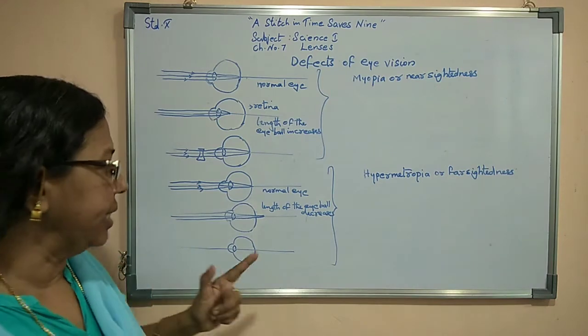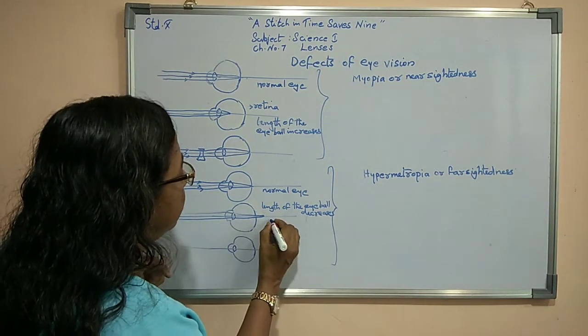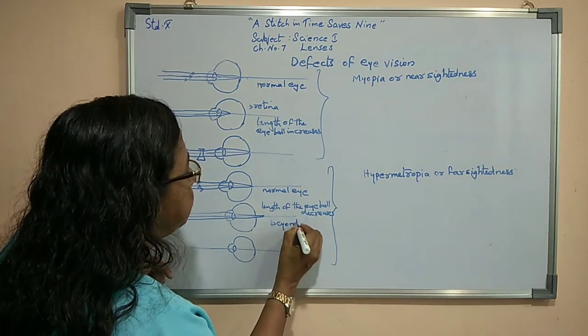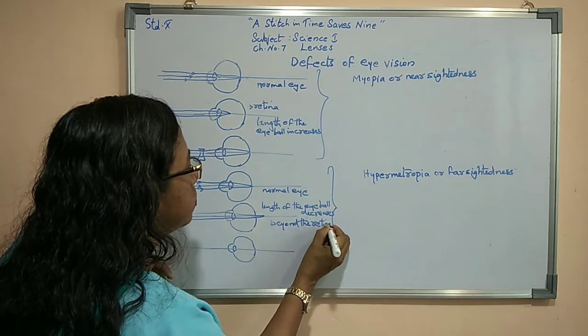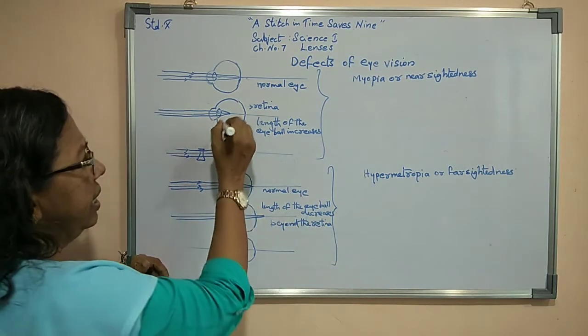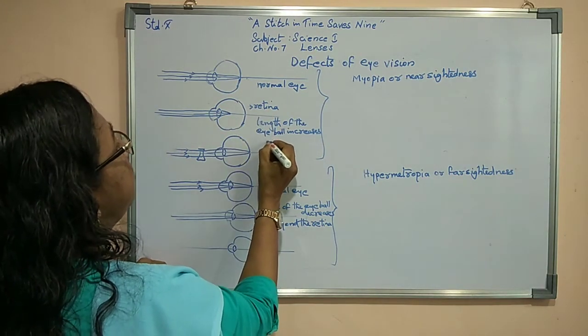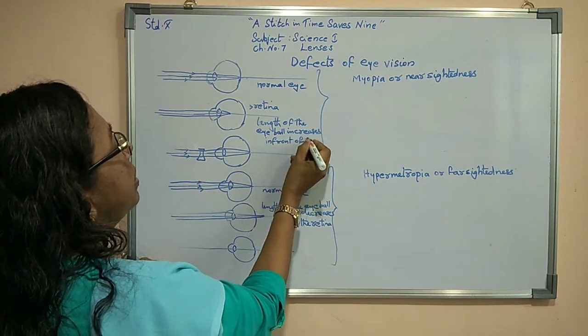If the length decreases, then the image formation will be beyond the eyeball, or we can say beyond the retina. Here, what is happening? In front of the retina. That means image formation is taking place in front of the retina.